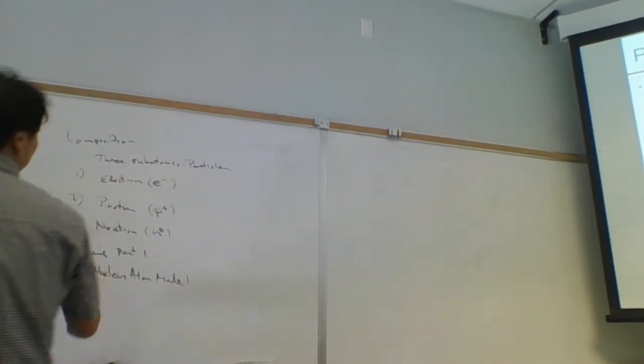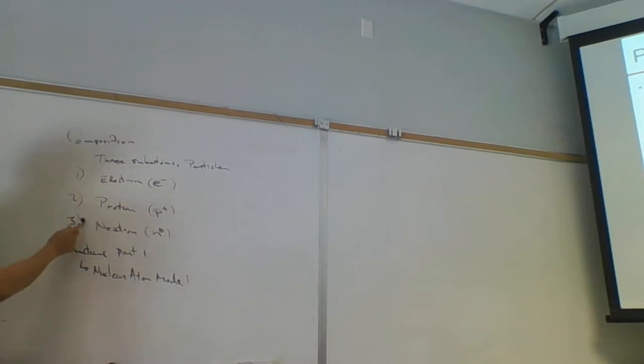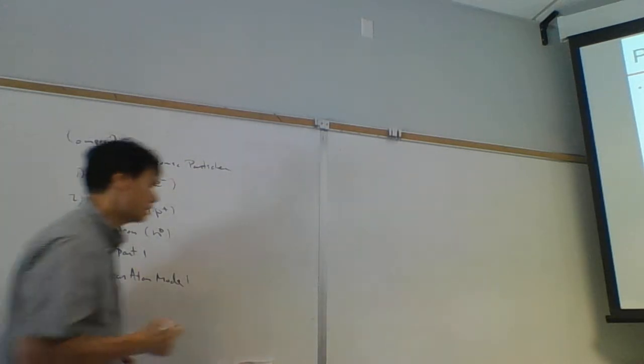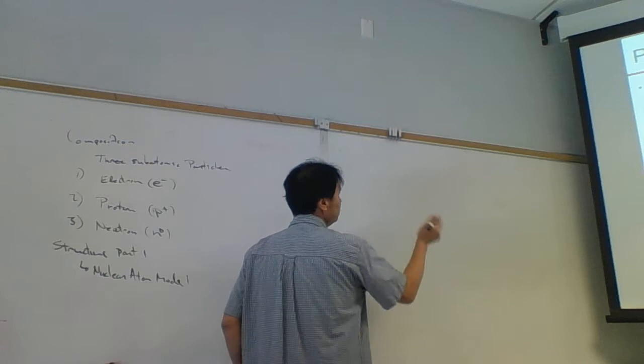Okay, so we have the components, or the parts, of the atom. And so the composition of the atom is going to be electrons, protons, and neutrons. And then we're going to see how they're arranged structurally.